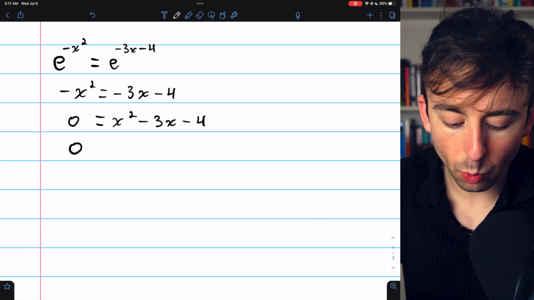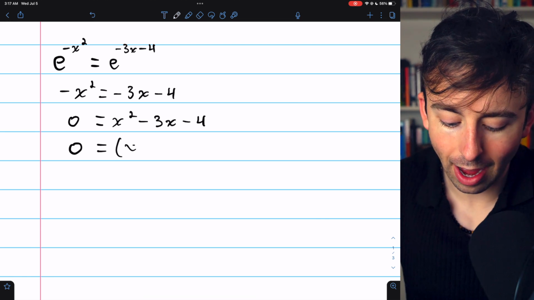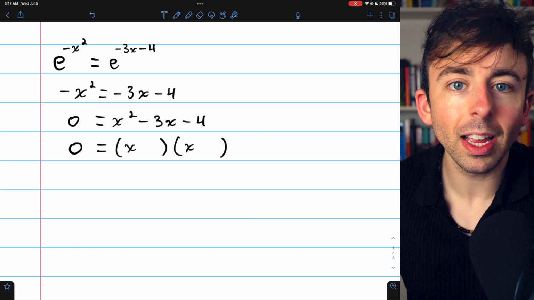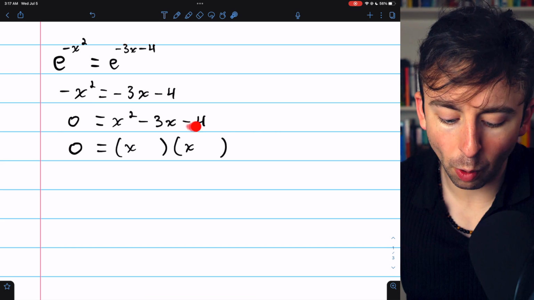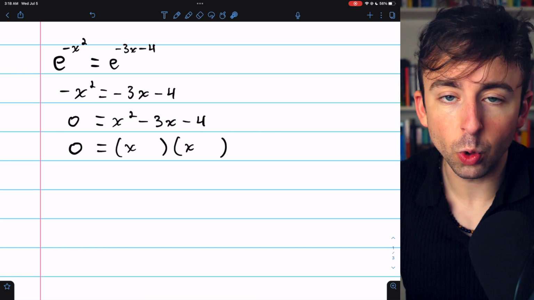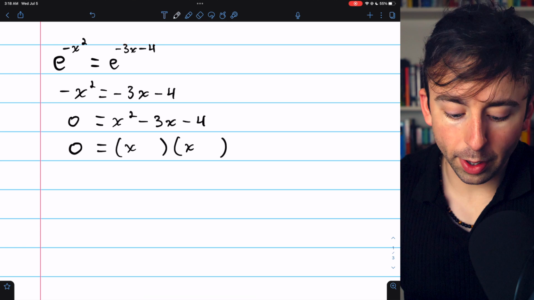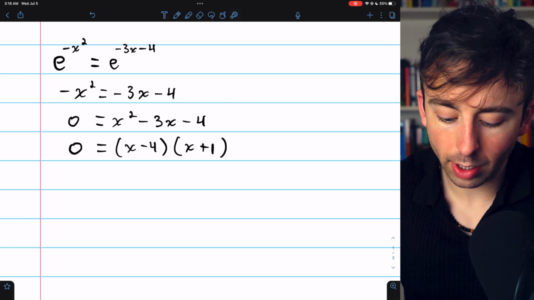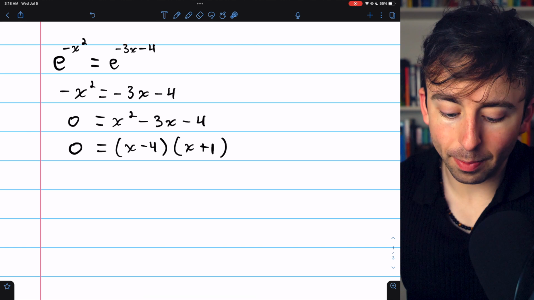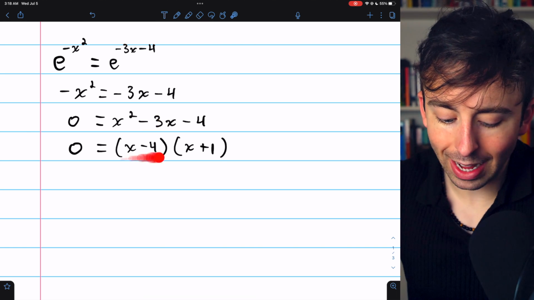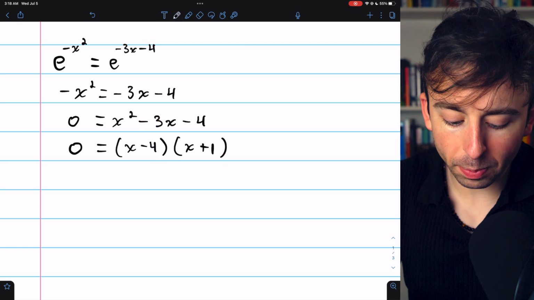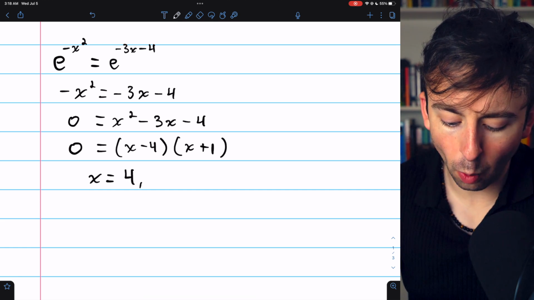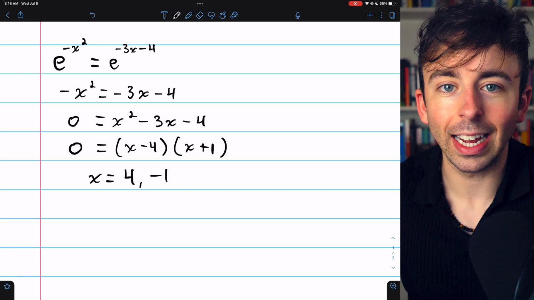To solve this, we can factor the right side of the equation, and to factor this, we're going to need two numbers that multiply to negative 4 and add to negative 3. The choice that jumps out is negative 4 and plus 1. Negative 4 times 1 is negative 4, and if you add them together, you get negative 3. So that's the correct factorization. Applying the zero product property leads to the conclusion that x equals 4 or x equals negative 1.